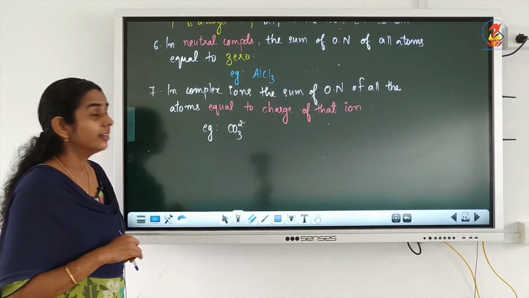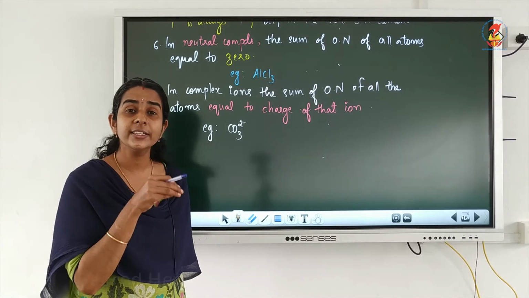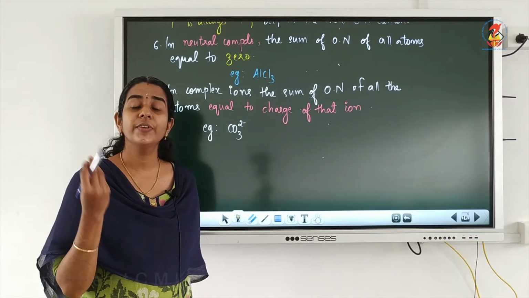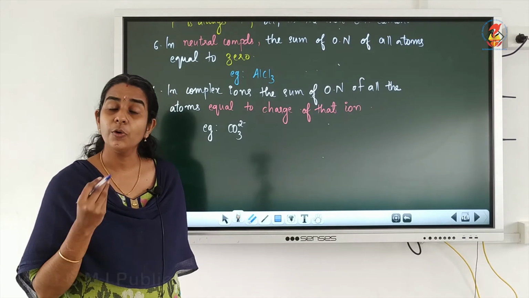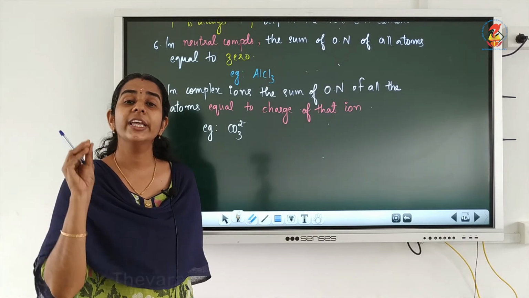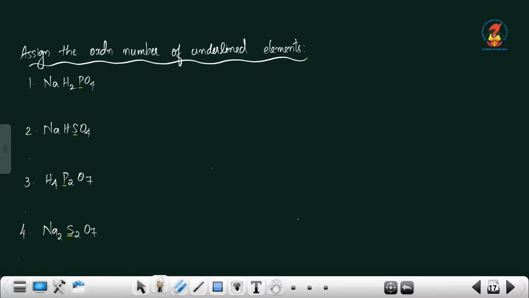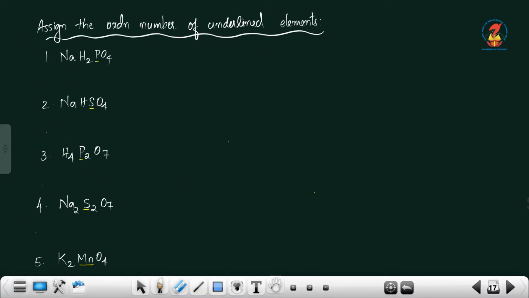So these are the rules for assigning the oxidation state, or these are the few things we should remember before we assign the oxidation number of each atom. We are always assigning the oxidation state of each atom or each element present in the given compound. So we will do few questions. The question is to assign the oxidation number of the underlined elements. So in every compound one element is underlined, we have to find its oxidation state.